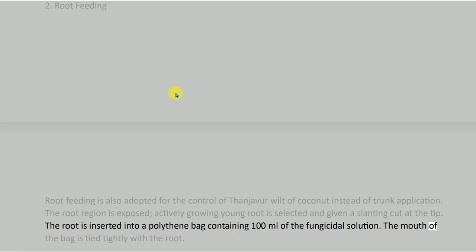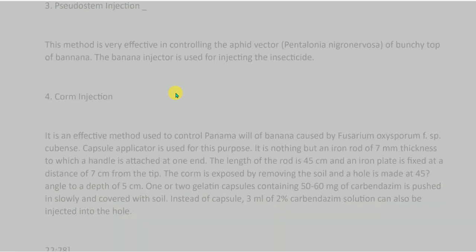Pseudostem injection. This method is very effective in controlling the aphid vector, Pentalonia nigronervosa, of bunchy top of banana. The banana injector is used for injecting the insecticide. 4. Corm injection. It is an effective method used to control Panama wilt of banana caused by Fusarium oxysporum f. sp. cubense. A capsule applicator is used for this purpose.